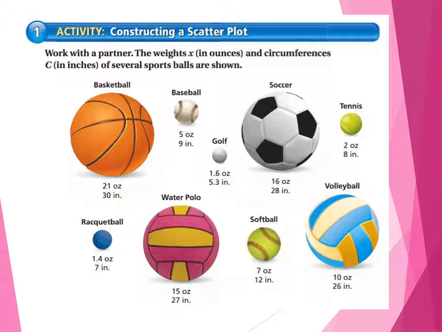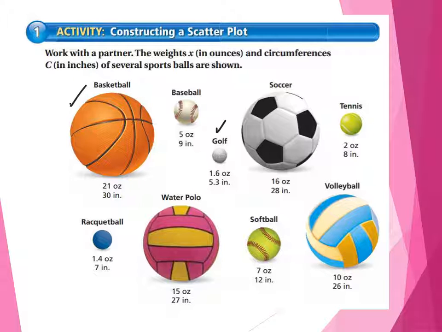So our last slide talks about an activity where we can take a look at comparing the weight of a ball that we use in sports and the diameter that it has measured in inches. And so what we do is we take this information and we organize it into a scatter plot. So the golf ball would be probably our smallest ball, and that's 5.3 inches, and it has a weight of 1.6 ounces. And so we go on all the way up to a basketball, which is 30 inches in diameter and is 21 ounces.